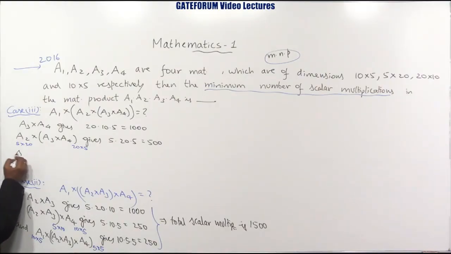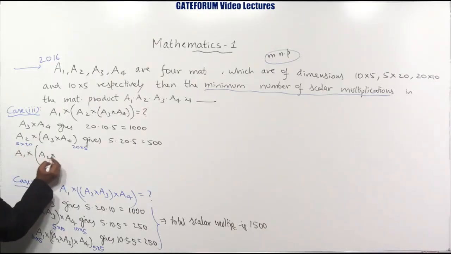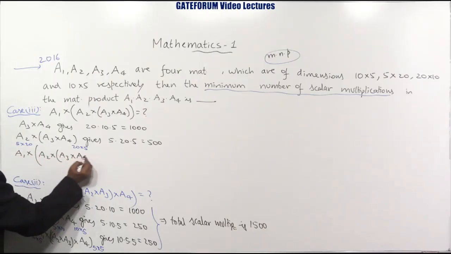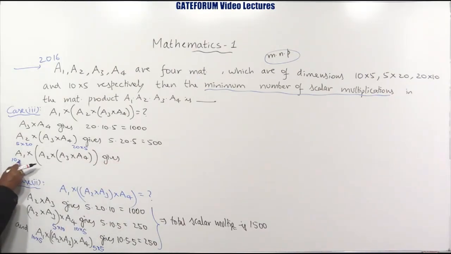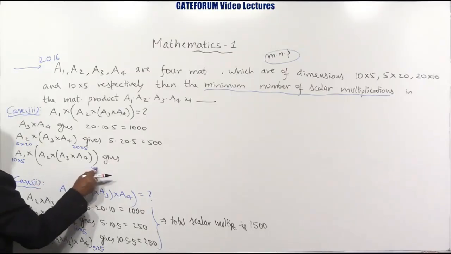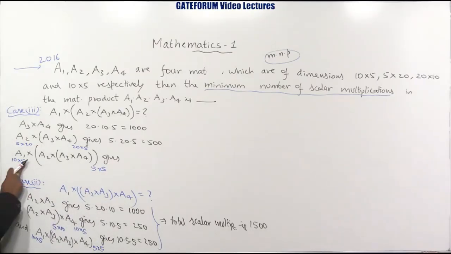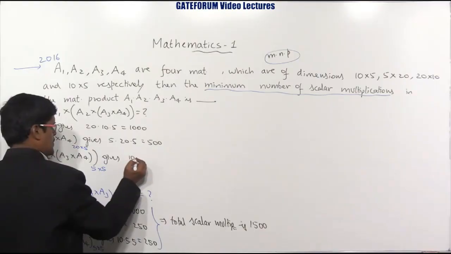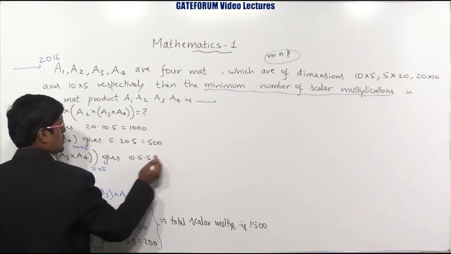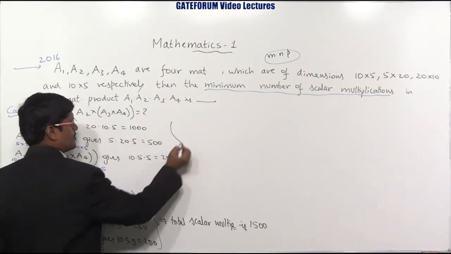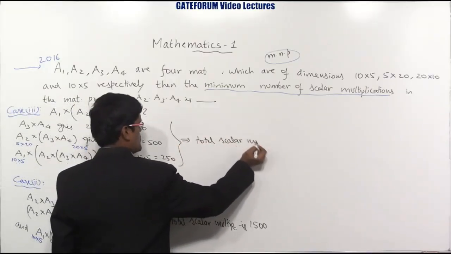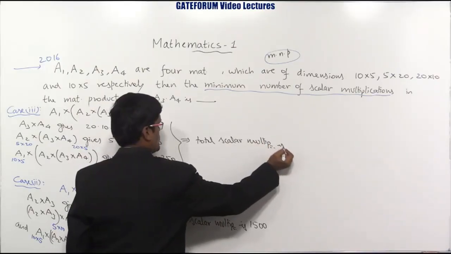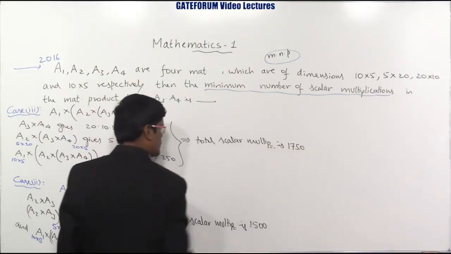Finally, A1 into A2 into A3 into A4 gives A1 order 10 into 5 and this order is 5 into 5. Looks like M into N into P, 10 into 5 into 5, that is 250. Altogether, total scalar multiplications is 1750, which is more than case 2, less than case 1.